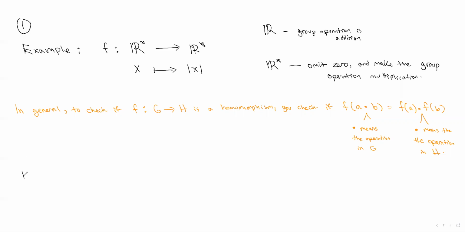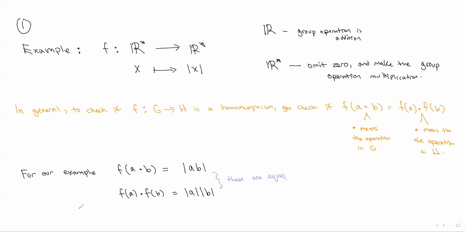So for example, F of A times B is equal to the absolute value of AB, whereas F of A times F of B is the absolute value of A times the absolute value of B, and these are equal. And that's just a property of absolute values. Hence, F is a homomorphism.